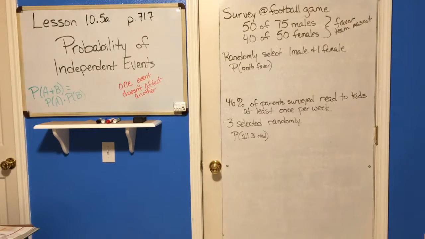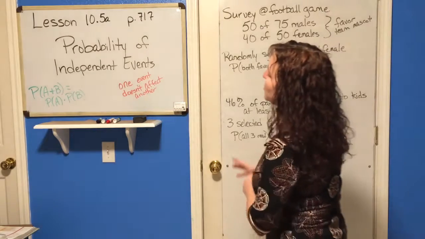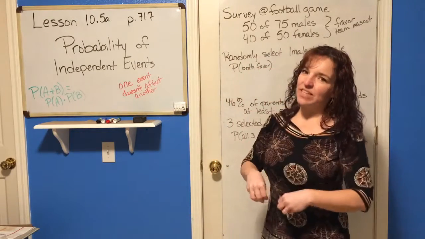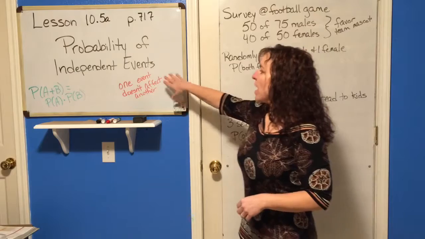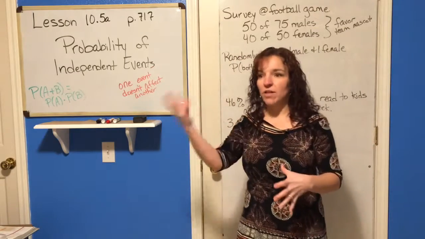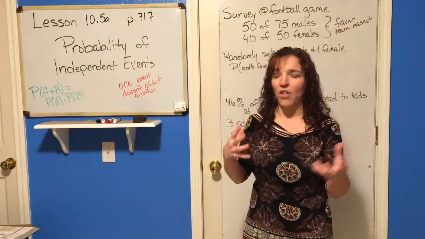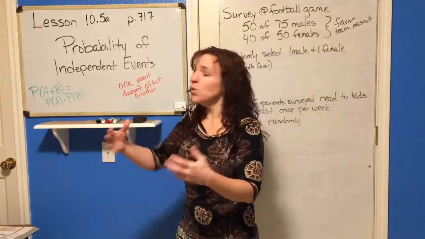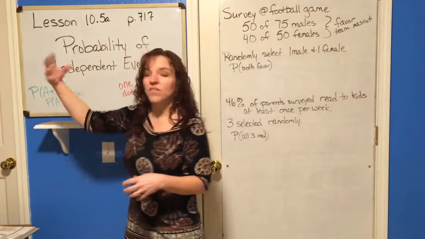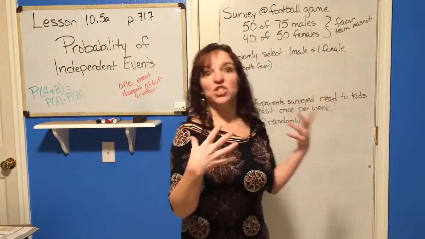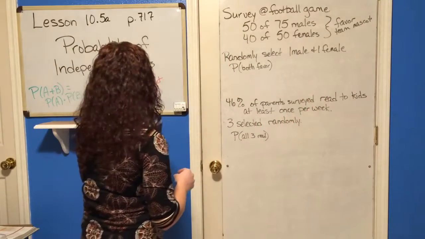The first half of section 10.5 is the probability of independent events. Independent events are events where one event doesn't affect another, so the outcome of one doesn't change the outcome of the other. To find the probability of both of those happening, all you have to do is take the probability of one of them happening times the probability of the other, because one doesn't change the other. And here is an example of that.